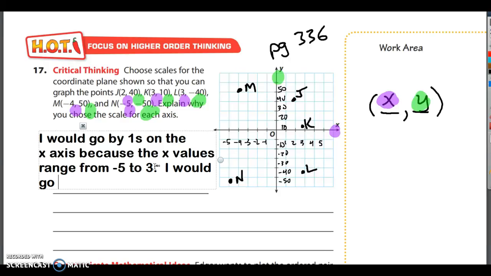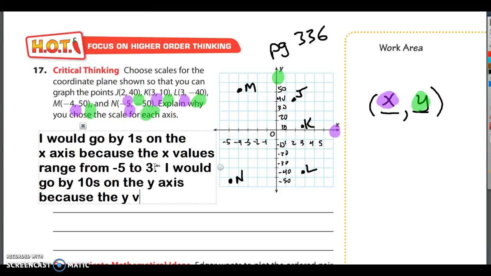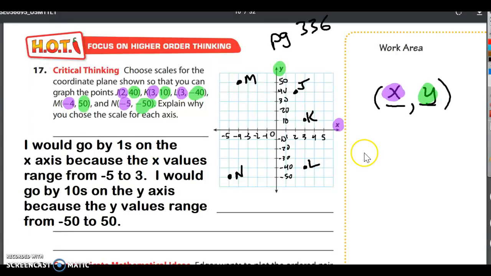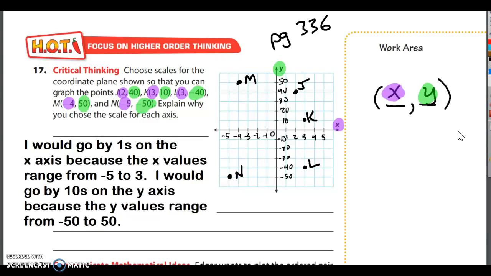I would go by tens on the y-axis because the y values range from negative 50 to 50. The highest one is positive 50, the lowest one is negative 50. The other way you could say that is you just simply wouldn't have enough space to go by ones. You can go by ones on the x-axis, but you just can't go by ones on the y-axis.